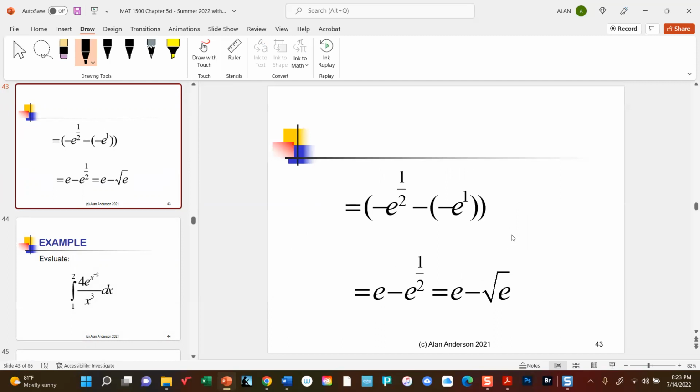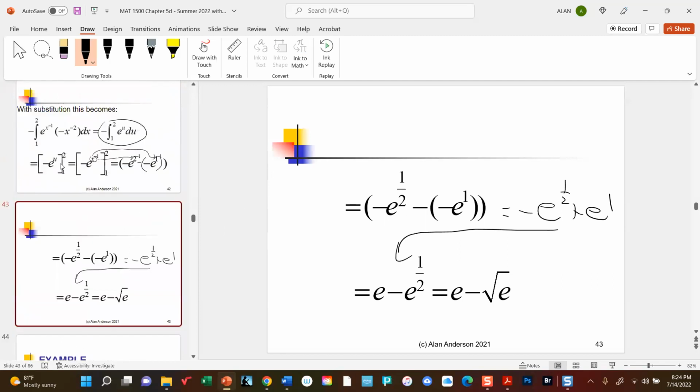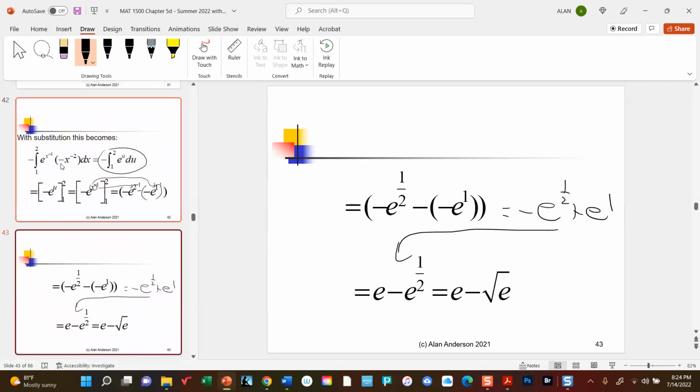And we'll end up with minus, let's see. Okay, that's better. So you can rewrite this if you want as e minus e to the 1/2, or if you just want to rewrite it with radical signs, you can write it as e minus square root of e. All right, let me make a note of this. There's a small problem on slide 42. I left out one of the negatives.